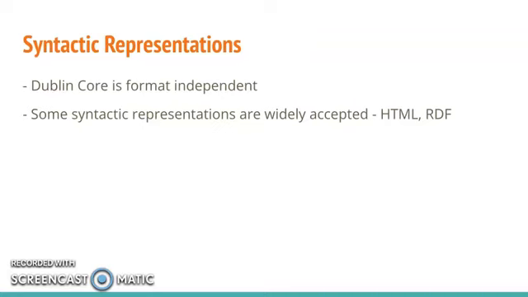The Dublin Core scheme is format independent. It can be represented in different ways. However, there are some widely accepted syntactic representations. Dublin Core has sometimes been expressed in HTML, Hypertext Markup Language, which was the first encoding specification to officially be recommended. Representing Dublin Core metadata in HTML is fairly simple and useful in contexts where search engines are configured to take advantage of meta tags.